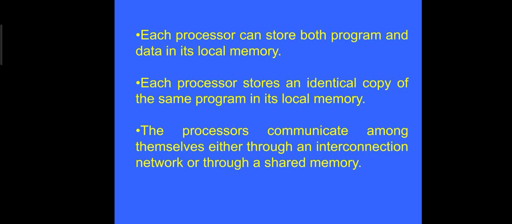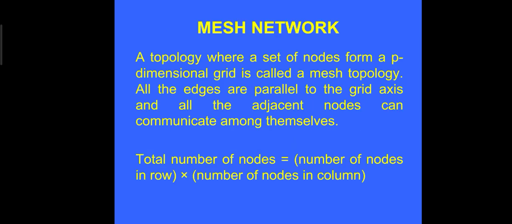In addition to the local memory, a processor can share data with other processors, which can be carried out in this SIMD model by means of an interconnection network or through a shared memory. Right, next, what is a mesh network? A topology where a set of nodes form a p-dimensional grid is called a mesh topology. All the edges are parallel to the grid axis and all the adjacent nodes can communicate among themselves. That is the meaning of this mesh network.